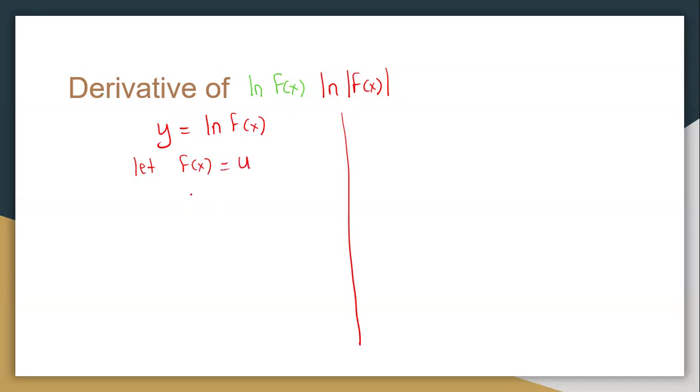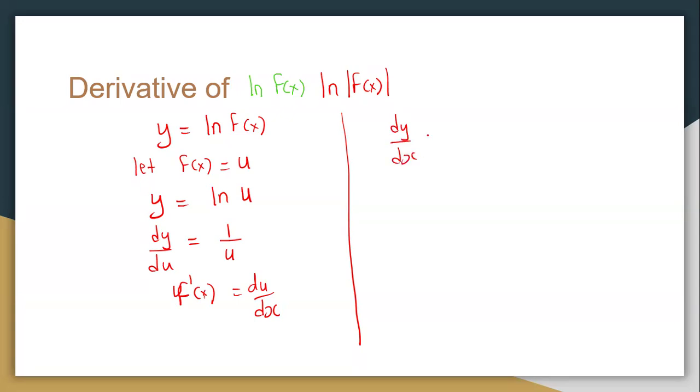Then it means that our y will equal ln of u. But we have already said that when I have dy du, this one will always be 1 out of u. Then our f of x is equal to u. It means that when I differentiate, f prime of x, I'll end up with du dx. So what does it mean? It means that my dy dx will equal my dy du times our du dx. Here, my dy du is 1 out of u, then times du dx, which is f prime of x.